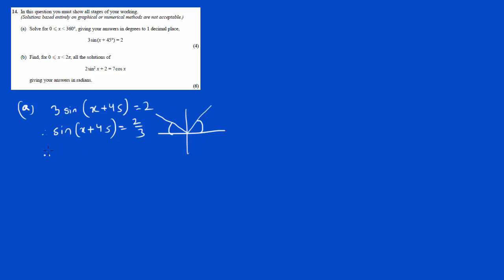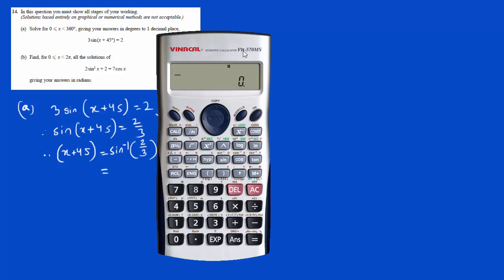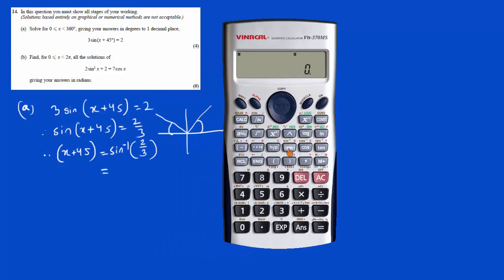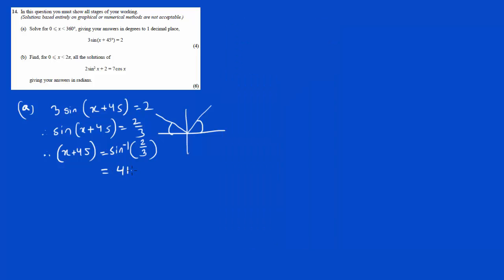Step 2, we have to find the basic angle. In this case, the angle is the compound angle x plus 45. So it would be sine inverse of the absolute value, or the positive value, of 2 by 3. Even if this was negative, we would take the positive value. This is how we find the basic angle. So let's do this. This would be sine inverse of 2 by 3. And we have 41.8. That is the basic angle, 41.8. So this would be 41.8 and this would be 41.8. So now that we know the basic angle, step 2 is done.